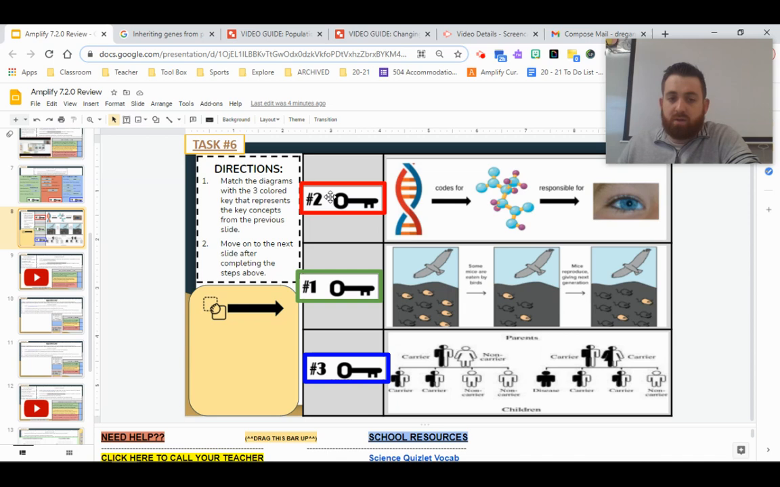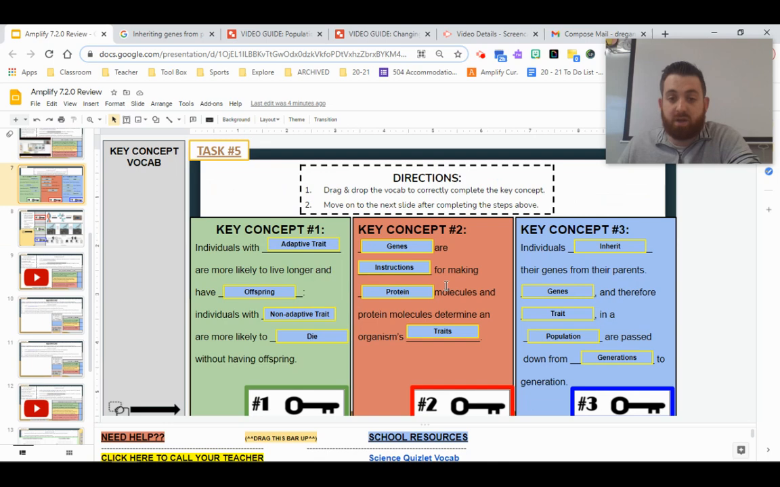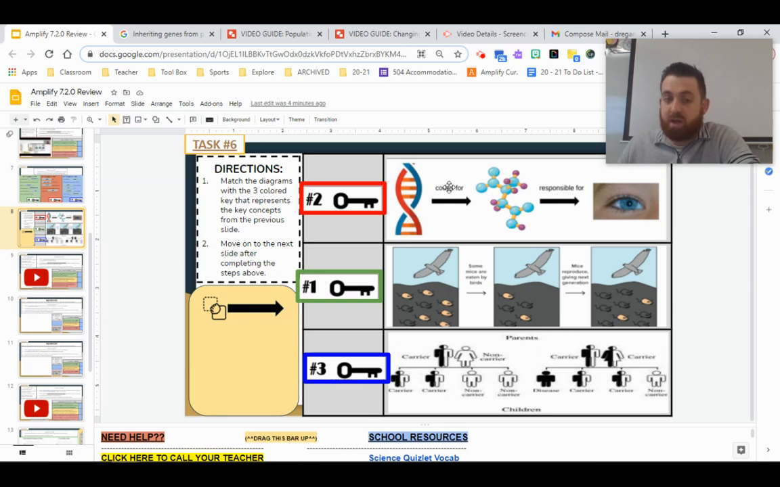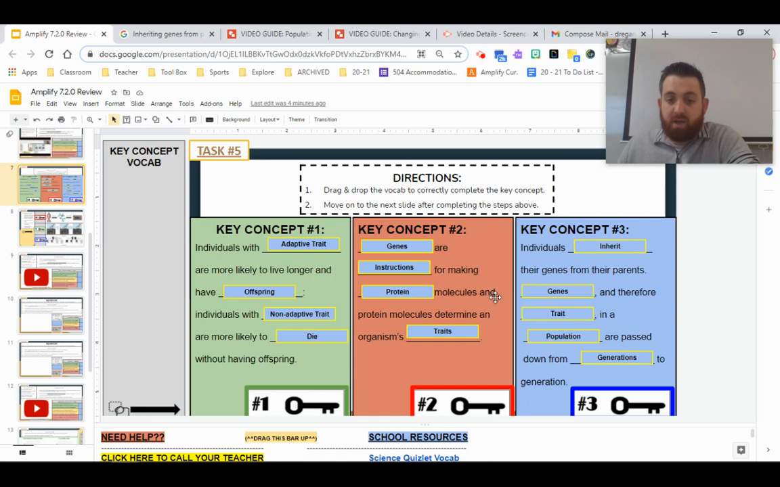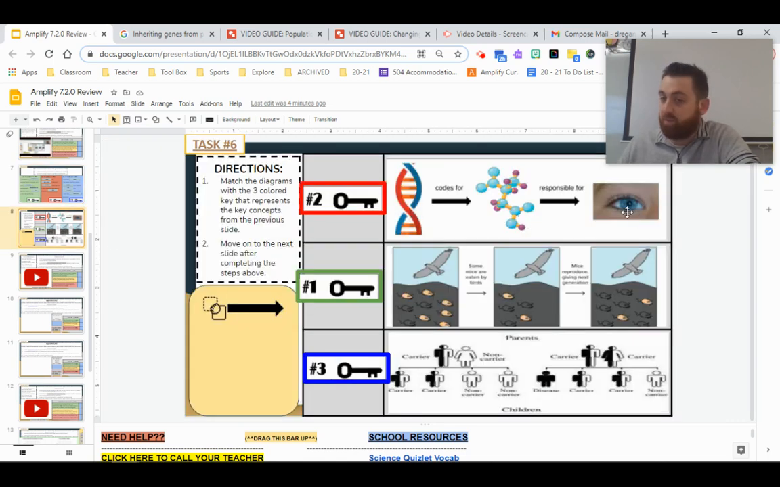The red one, key concept number 2. Here we have some DNA, and we know that there are genes in DNA, and they code for molecules that are responsible for some different traits that we have in our body. So genes are instructions for making protein molecules. So these genes in the DNA code and create protein molecules, and we know that they determine an organism's traits. So whatever is created is responsible for anything from eye color to anything else that we have as traits for every organism on Earth.